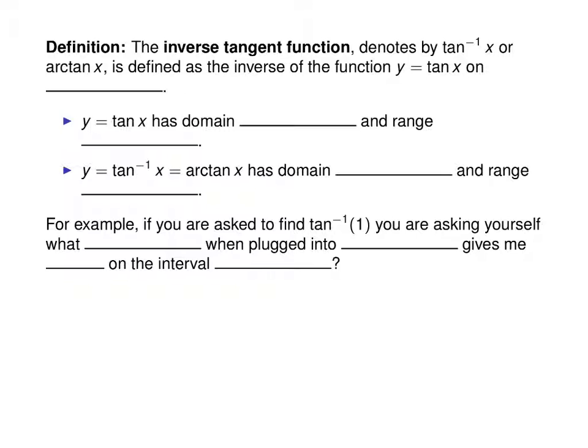So inverse tangent, denoted by tan with a -1, or arctan, is the inverse of tangent on the interval from negative pi halves to pi halves. Only difference is you don't include the endpoints. So in this restricted universe, tangent has domain negative pi halves to pi halves. What's the range of tangent? Minus infinity to infinity, or you could use the real number sign.